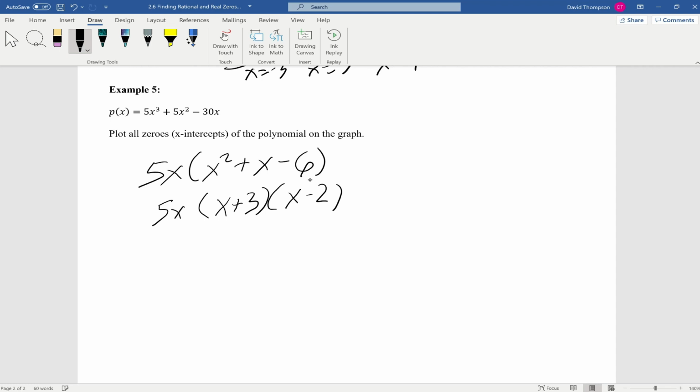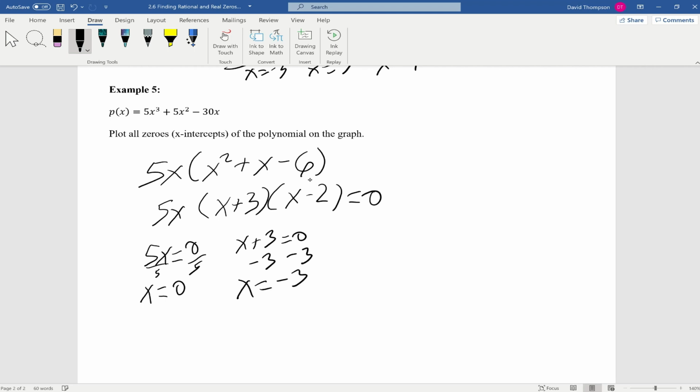Then we have 5x, and we'll set it equal to 0. So that means we have to set 5x equal to 0. And that's just going to be x equals 0 if we divide both sides by 5. We're going to set x plus 3 equal to 0. We'll subtract 3 from both sides to get x equals negative 3. And then we're going to say x minus 2 equals 0. Add 2 to both sides, and that's going to give us x equals positive 2.